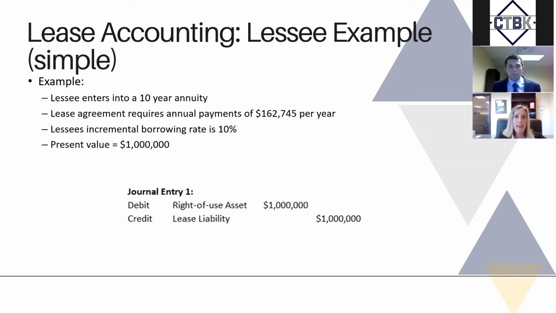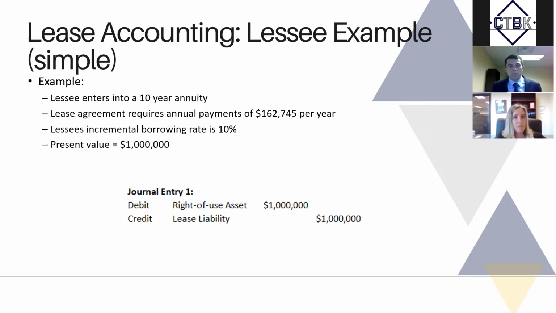So let's look at that simple example. What does that lease accounting look like? In my particular example, the lessee enters into a 10-year annuity. The lease agreement requires annual payments of $162,745. The lessee's incremental borrowing rate is 10%. Apparently, this lease was from many years ago because we know that rates aren't that high anymore. And the present value calculated using this information is $1 million.